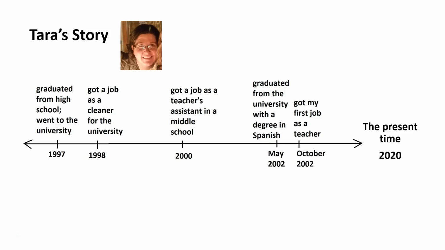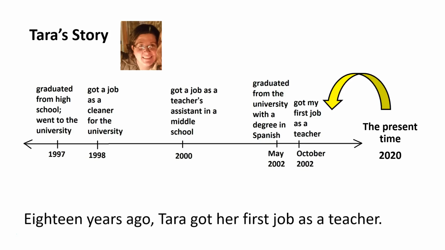Here's my story. If the present time is 2020, the last thing that happened in this story is October 2002. Oof, that is 18 years? Man, I'm getting old. 18 years. So 18 years ago, what happened? Tara got her first job as a teacher. I got my first job 18 years ago. 18 years in the past from now.